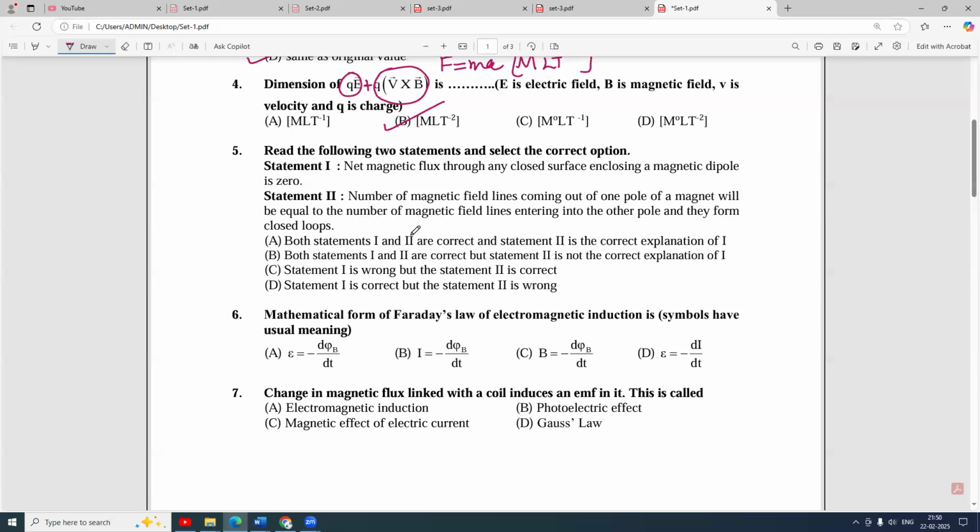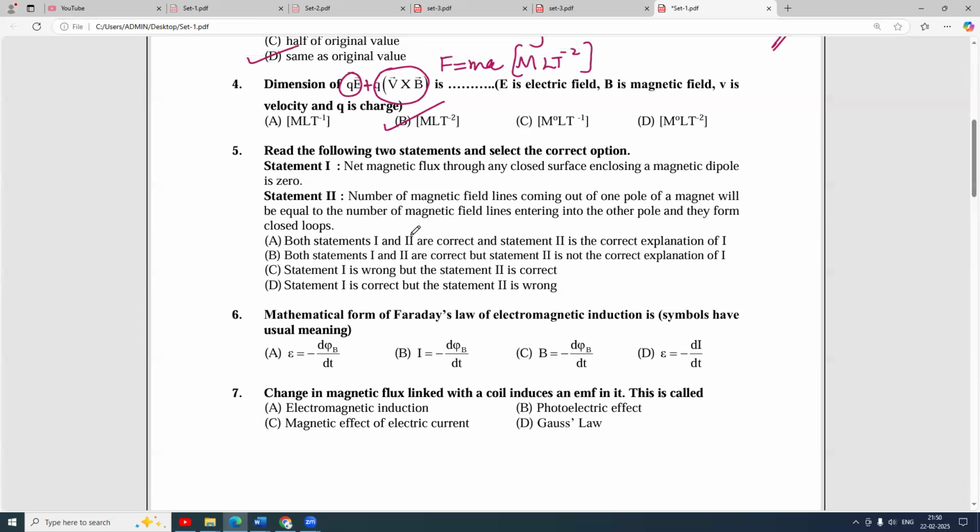Read the following 2 statements. Net magnetic flux through any closed surface enclosing a magnetic dipole is 0. Oh, yeah, we know that. If any closed surface encloses a magnetic dipole, then flux through the surface is 0. That is Gauss' law in magnetism. Because the number of magnetic field lines coming out of the pole will be equal to the number of magnetic field lines entering into the other pole.